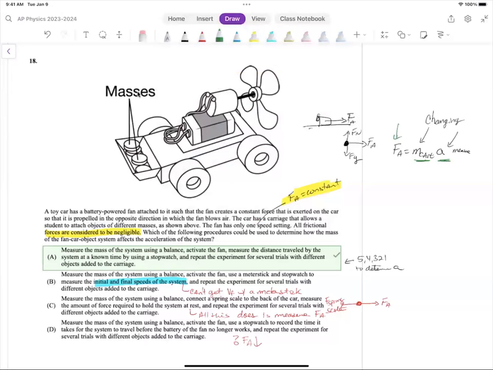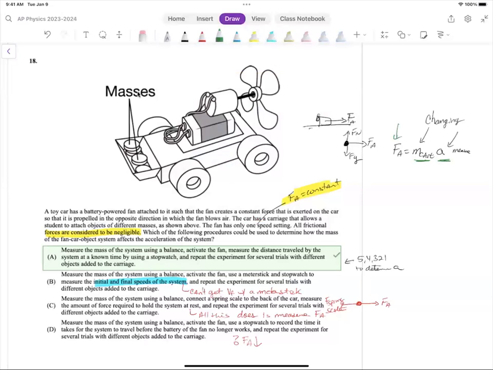This will be constant, all right? It's not exactly like what we did. We didn't change the mass of the cart. You could actually use this data to graph and find graphically the force that was applied by the fan. So let's look at what we have.